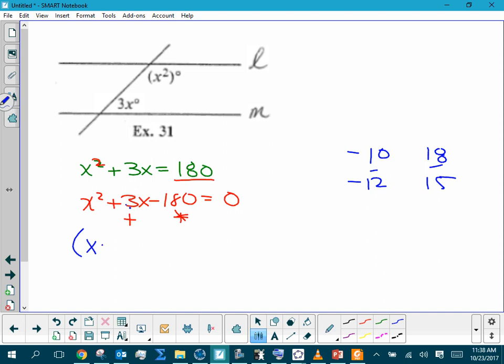So I'm going to go x minus 12 and x plus 15 is equal to 0. Now, what I want you to understand is that these two statements say the exact same thing. Just the blue one is a better way of seeing it. If I see that blue one, that means FOIL, right? Binomial times binomial. If I FOIL that blue one out, it gives me exactly what the red one says. Okay? So they're the same thing.